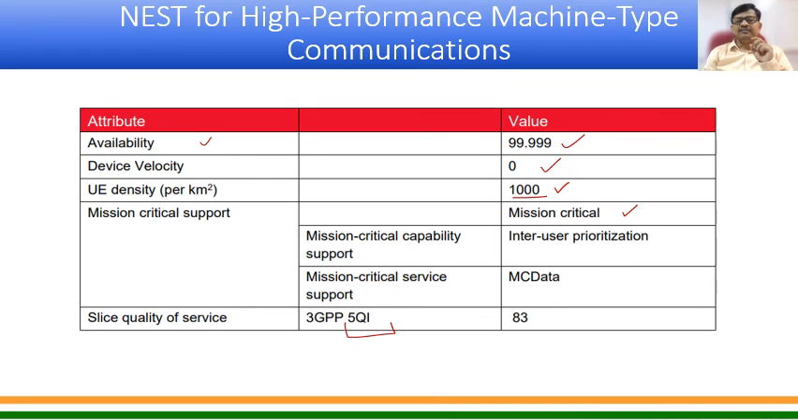In 5G, the 5QI parameter defines quality of service parameters, and they are numbered. So 5QI value 83 would be applied for such slices. Let us take one more example.